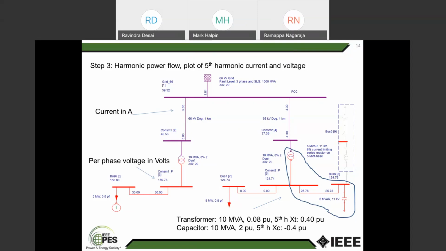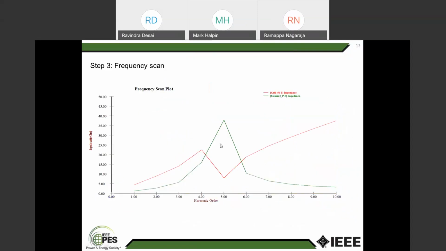Therefore, the harmonic frequency scan is very, very important. The frequency scan is going to tell you: is there any resonance point? Is there any frequency where there can be a resonance in the system?